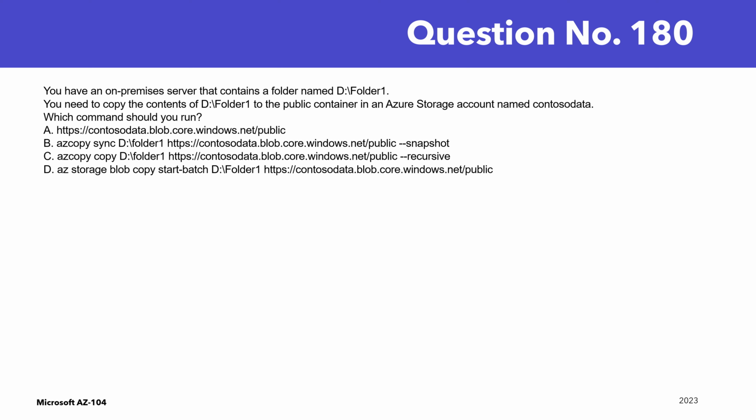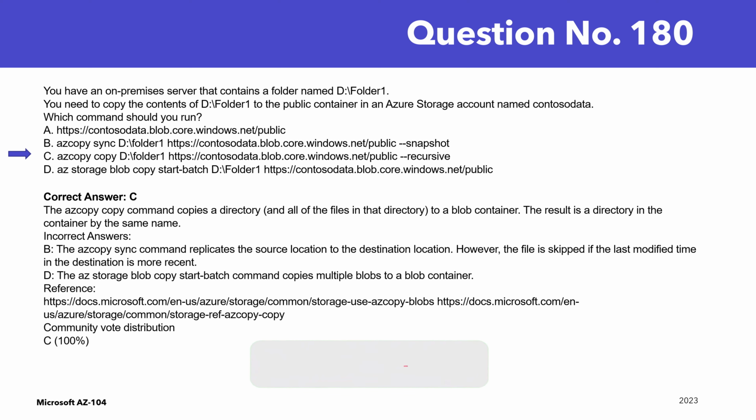https://contosodata.blob.core.windows.net/public. B. azcopy sync dfolder1 https://contosodata.blob.core.windows.net/public snapshot. C. azcopy copy dfolder1 https://contosodata.blob.core.windows.net/public recursive. D. az storage blob copy start-batch dfolder1 https://contosodata.blob.core.windows.net/public. Correct answer: C.